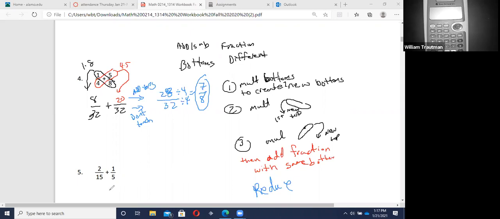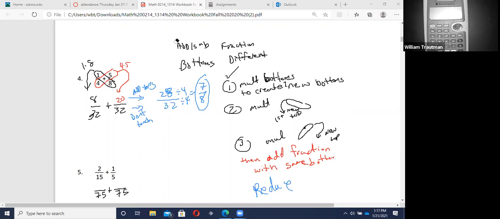So I'm going to try number 5 the same way. First thing we did was create two new fractions. Multiply the bottoms to create two new bottoms. You might need a calculator to figure out what multiplying the bottoms are. 15 times 5 is 75. That creates my two new bottoms. That was step 1. Multiply the bottoms to create two new bottoms.